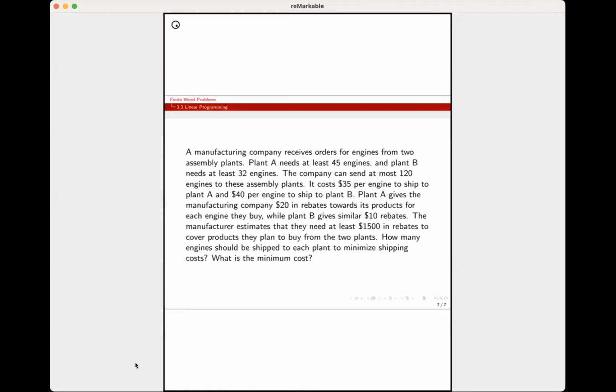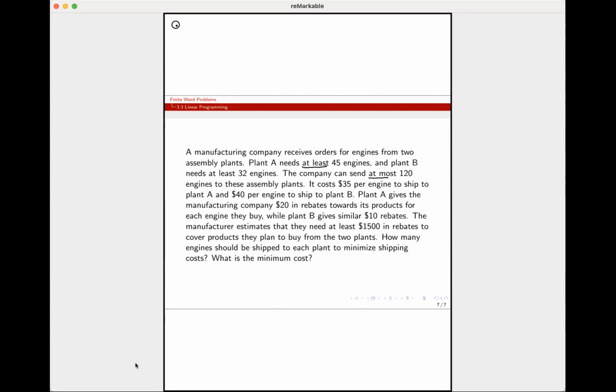Okay, here we go. So this time we have a manufacturing company that receives orders for engines from 2 assembly plants. Plant A needs at least 45, plant B needs at least 32 engines. So these look like they're all constraints, right? When I see the words at least or at most, right, I'm thinking that's probably going to be a constraint. So just keep that at the back of your mind.